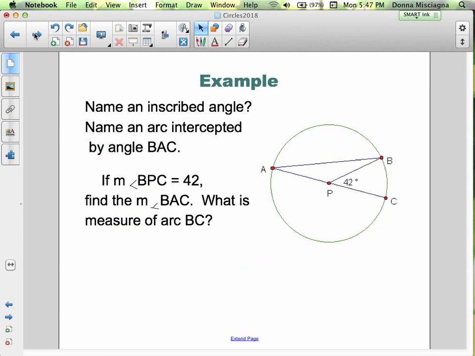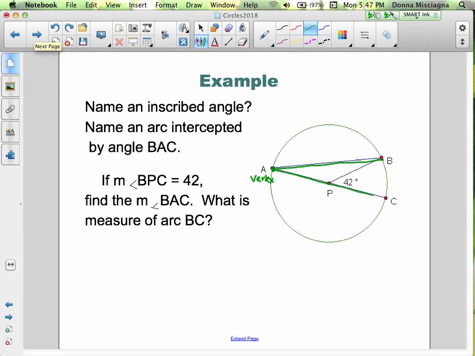All right, so name an inscribed angle. An inscribed angle has its vertex on the circle. There's the vertex. The sides are chords, and if we follow them out, they go to the other side of the circle. So that is our inscribed angle. You should have the questions in your notes. I'm sorry. So next to where it says name an inscribed angle, you can name that as angle BAC. We could also call it angle CAB, but we'll just write it one way.